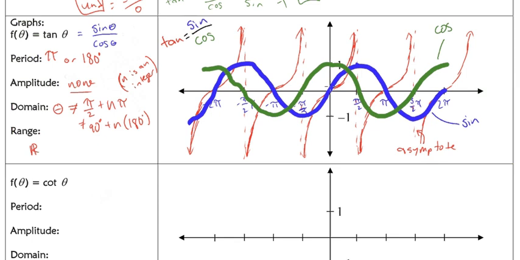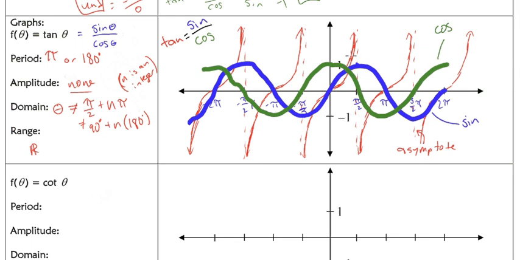Here at zero, sine is 0. So 0 divided by 1 gives us 0. That's why tangent here is 0. We talked about that. At pi over 2, sine is now 1, but cosine is 0. So 1 divided by 0 gives us our asymptote. That makes sense. We talked about that already.